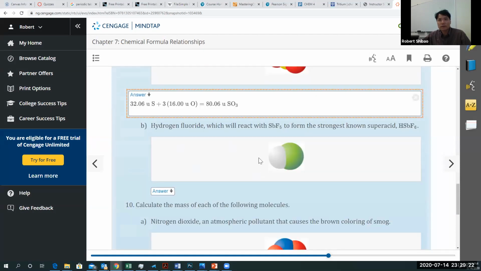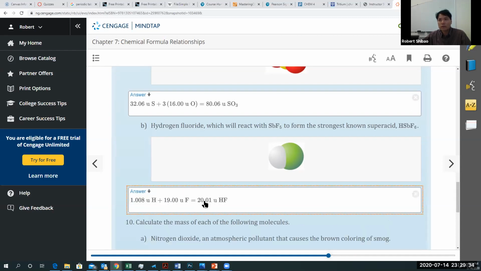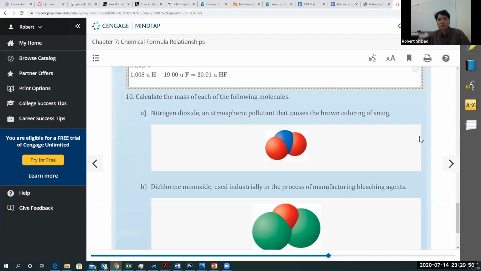Hydrogen fluoride, that should be easy. HF is 1 H atom, 1 F. H is 1.01, F is 19.00, so 20.01 u. When HF reacts with SbF5, it forms a superacid. Superacids are even stronger than the strong acids I had mentioned. This is a superacid, HSbF6. Superacids are important in certain chemical processes.